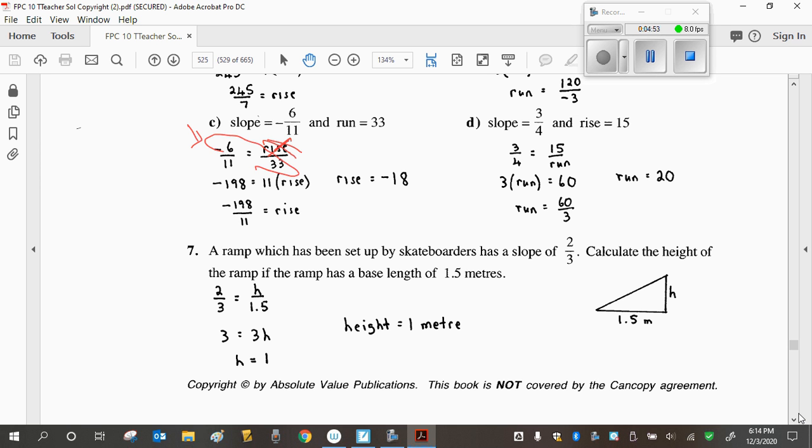So 33 times -6 is -198, divided by 11. Now myself, I would just go times 3 to get 33. So now I have to multiply the top by 3, and I get x equals negative 18.